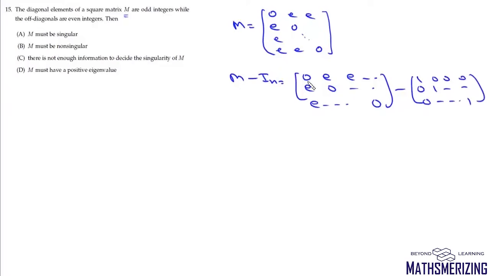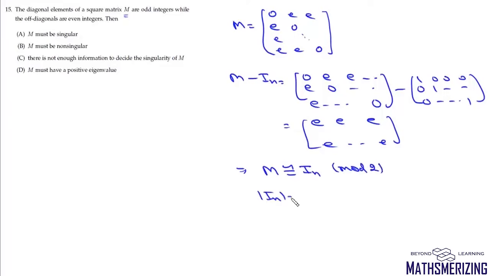So we'll subtract it, then odd minus 1 at all the places will be even. So this matrix will be even, even, even and even. So all the elements here will be even. So from here we can say that this matrix M is congruent to I_N modulo 2. Now the determinant of I_N is 1. So it simply means that the determinant of M will be an odd number and therefore it is not equal to 0. So it simply means that this matrix M must be non-singular, and that's your option number B.